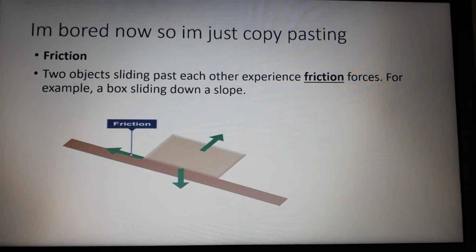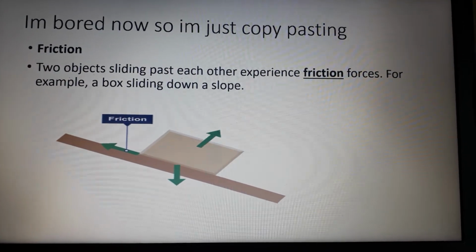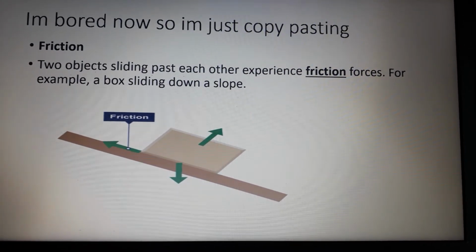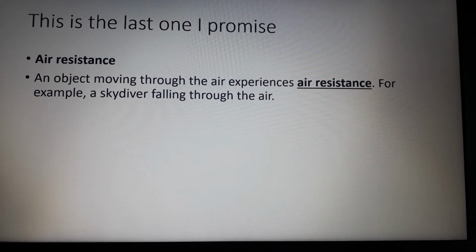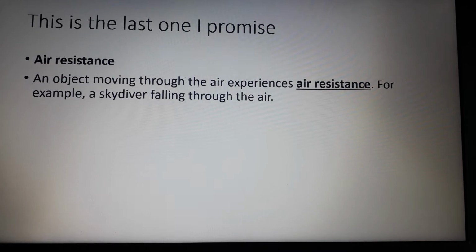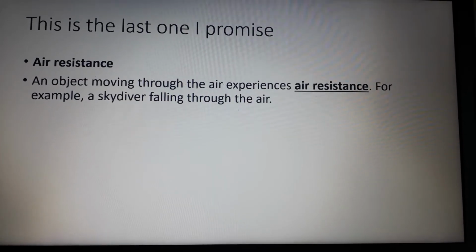Friction is when two objects slide past each other and experience friction forces. For example, a box sliding down a slope. Air resistance is when an object moving through the air experiences air resistance. For example, Kermit the Frog falling through the air.